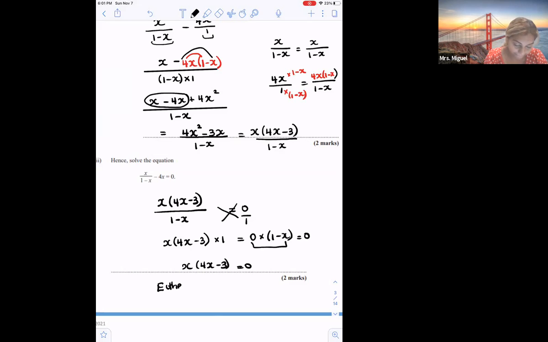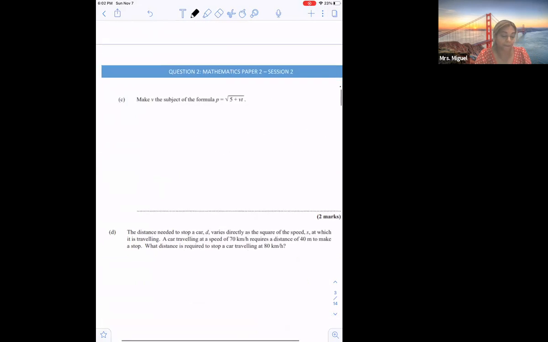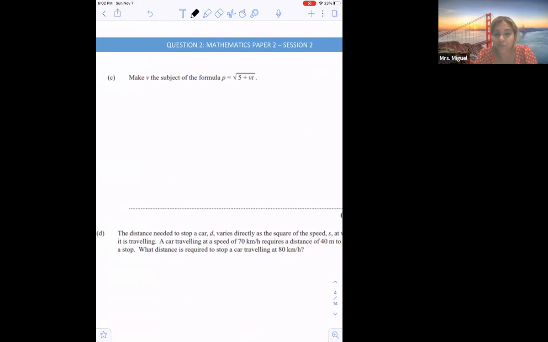Either x is equal to 0 or 4x minus 3 is 0, where 4x is equal to 3 and x is equal to 3/4. Yes, I know it's a little bit much and it's plenty of working, right? But I encourage you to try the questions on your own with the working that I have provided with you, right? So let's go. Make v the subject.